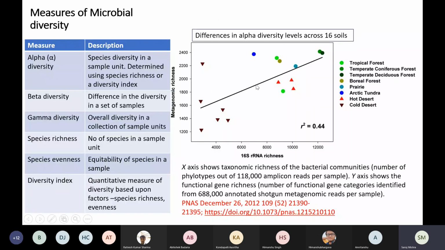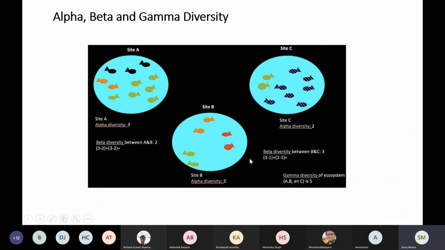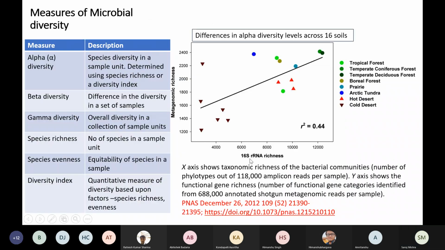So in this figure, let me quickly go back and refer to this. One of you had a question that if we look at, for example, the diversity, on the x-axis what you see is the 16S ribosomal RNA richness. In other words, by richness, what we also mean is how many of these species have you been able to identify?